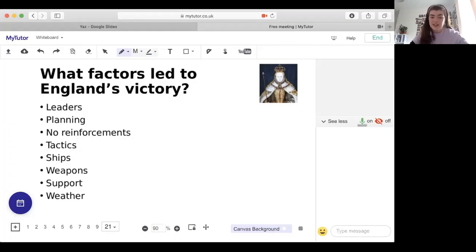Tactics. Spanish tactics were to get close enough to the English ships to board them, whereas the English tactic was to attack from a safe distance. So obviously, if you've got one side who's avoiding getting close and the other side trying to get close, it's never going to work for the one that's trying to get close. And it seems like common sense, but staying as far away as possible from your enemy seems to have worked quite well for England in this case. So a failure of tactics.